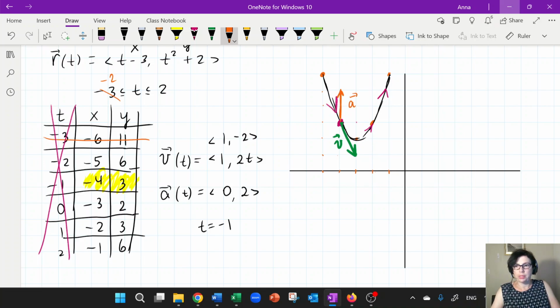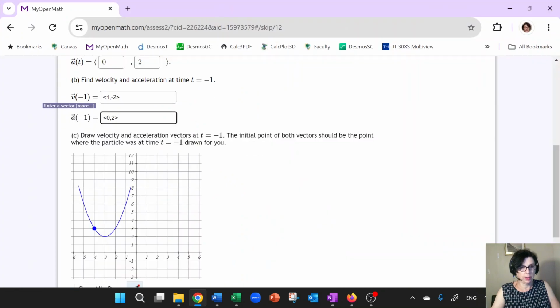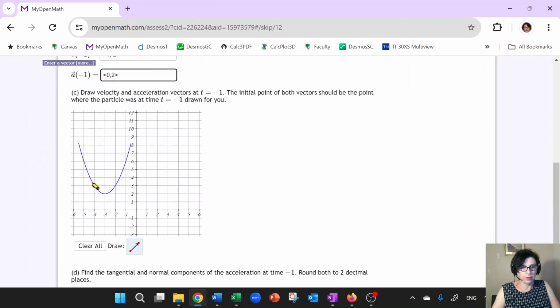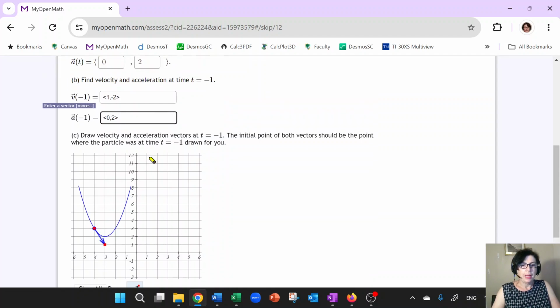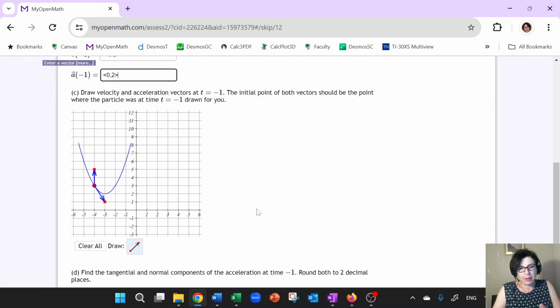Okay, so let's see if we can draw the same thing over here. We want to start over here. We draw 1 to the right, 2 down. So 1 to the right, 2 down. That will be this vector right here. Now, for the acceleration, because you have to start it at the same point, if you try to do it, it thinks that you want to move the first vector. So I would just start above and draw it first like a small vector, which is incorrect, but then change the initial point by dragging it over here so that they can coincide, okay? And that's going to be my answer.